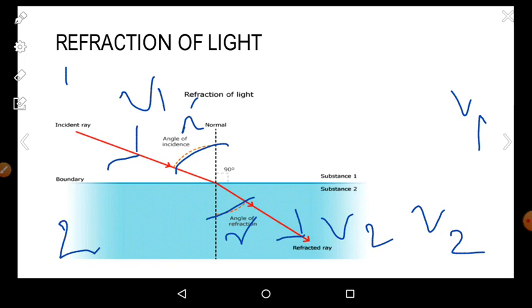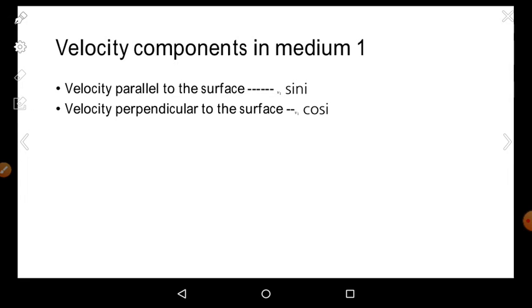We can resolve the velocities into two components, one parallel to the surface and two perpendicular to the surface. So the two velocities can be resolved into two components. Here I'm going to explain how the two velocities are resolved. So this is about the velocity of light in the first medium. This is about V1. Now V1 is resolved into two components.